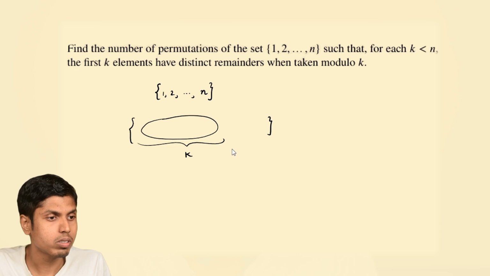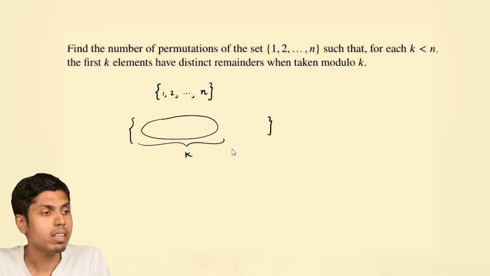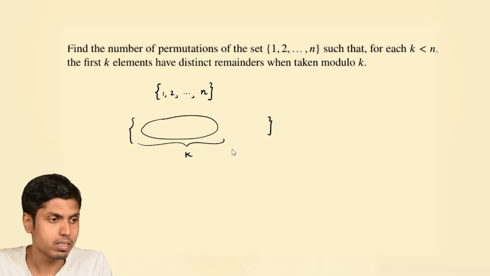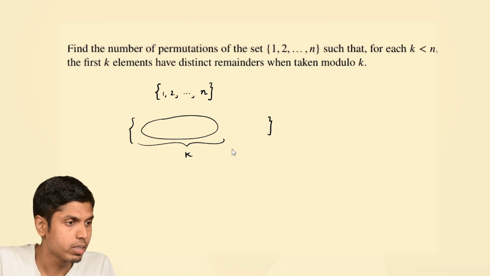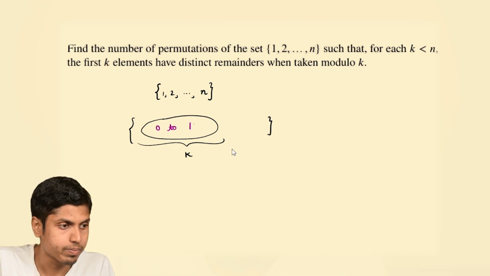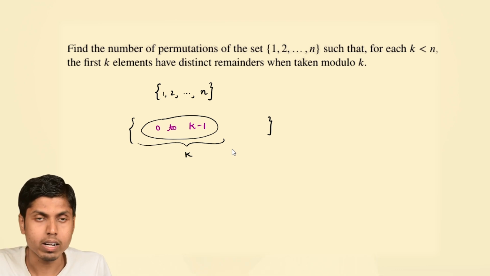The reason is because you have exactly k remainders modulo k, and the numbers under consideration are k in number, and thus you need to have all possible remainders from 0 to k minus 1. With this in mind, we need to figure out the number of such permutations. Now take a moment and think about the strategy or idea with which you can tackle this problem, and let's get started in a few moments.